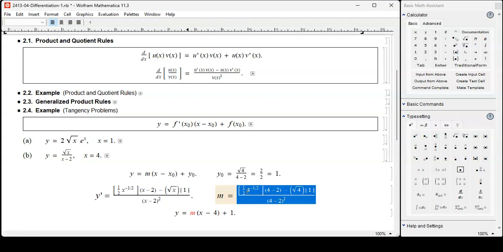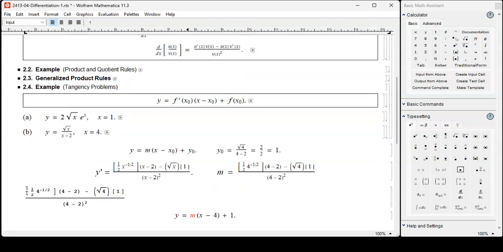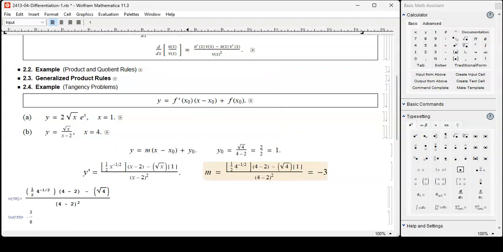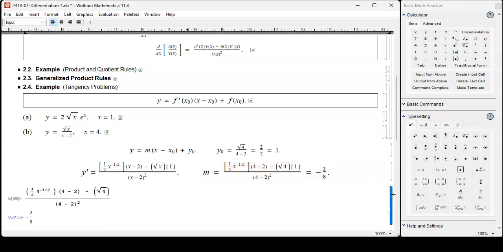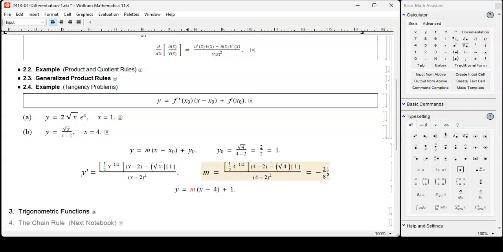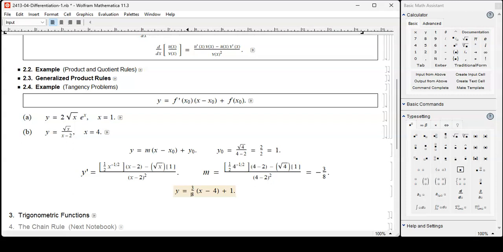Punch everything into calculator. I got a little bit tired, so instead of trying to do this with mental math, I'll just put everything into calculator. I get negative 3/8. Is that what you're getting? So using the quotient rule, you can calculate the derivative and plug in the number and you get the slope. The answer here, I have negative 3/8, and that completes the problem.